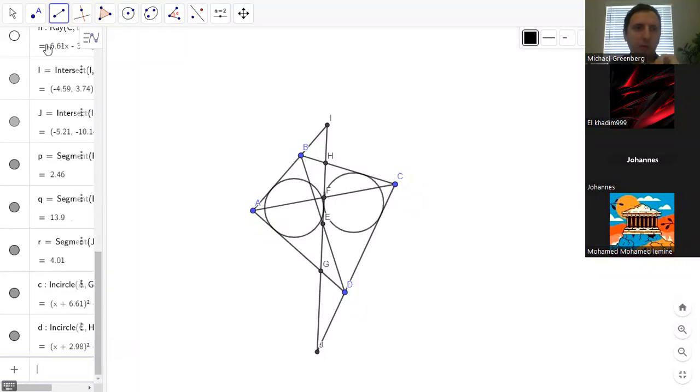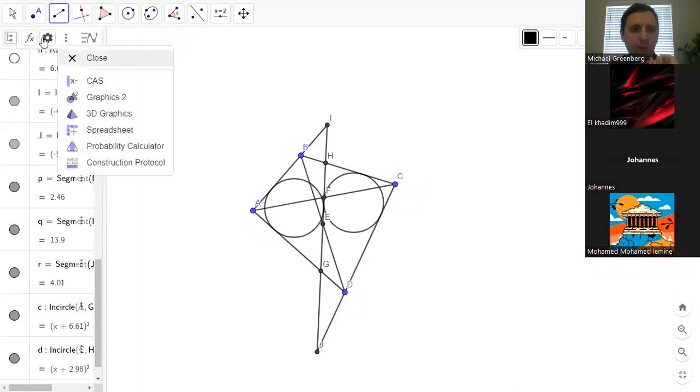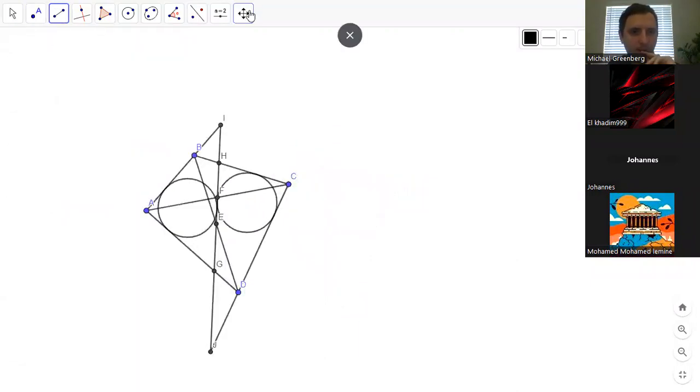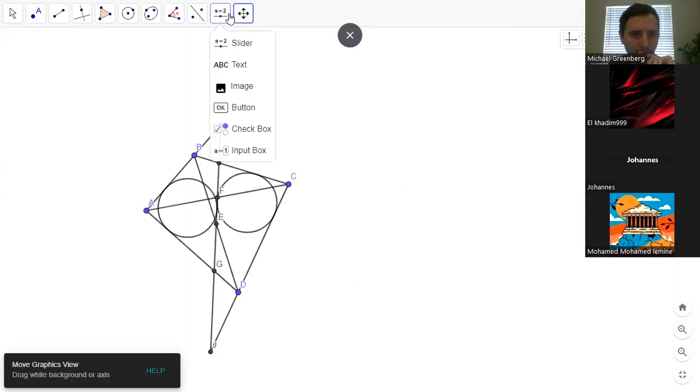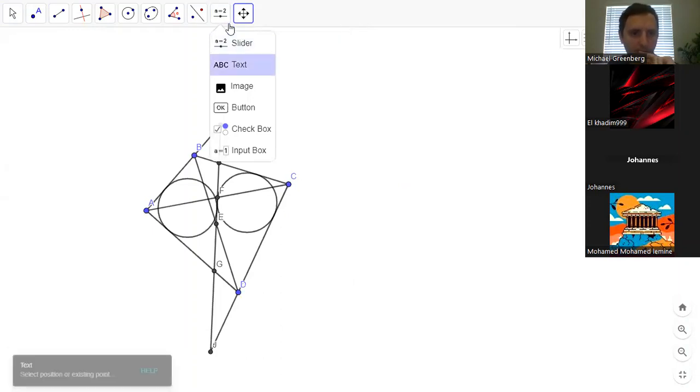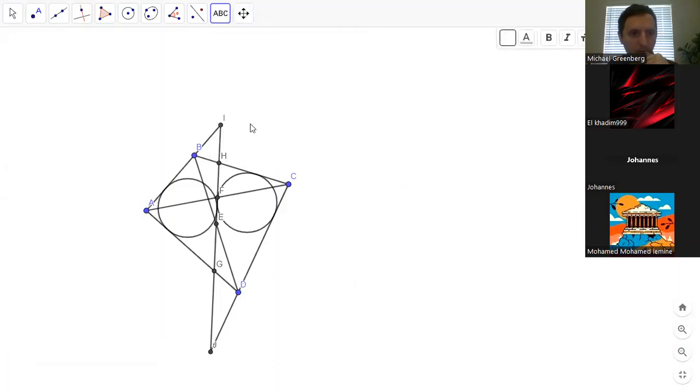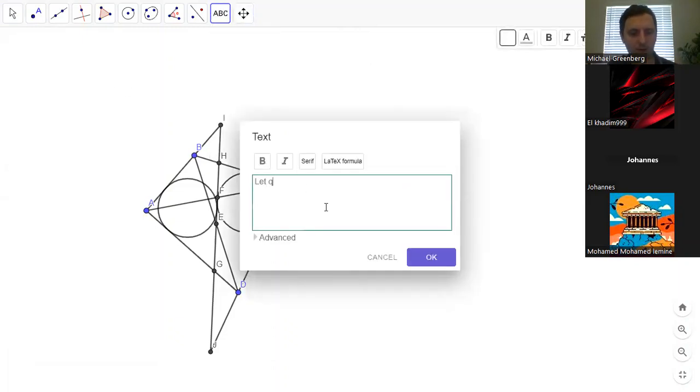So yeah, we want to show those have the same size. So let quadrilateral ABCD have Gauss line. What's a good name? I'll say N.